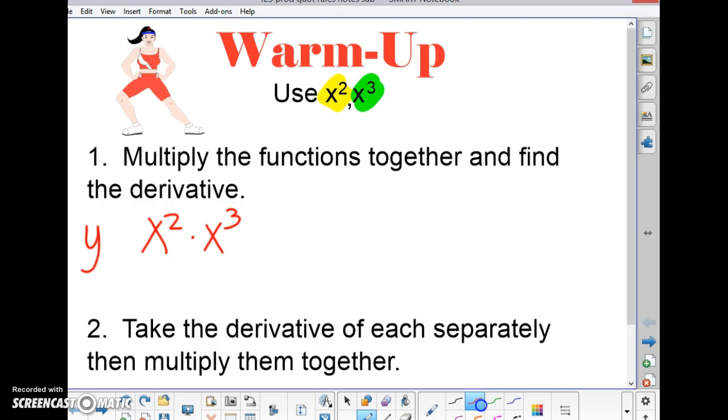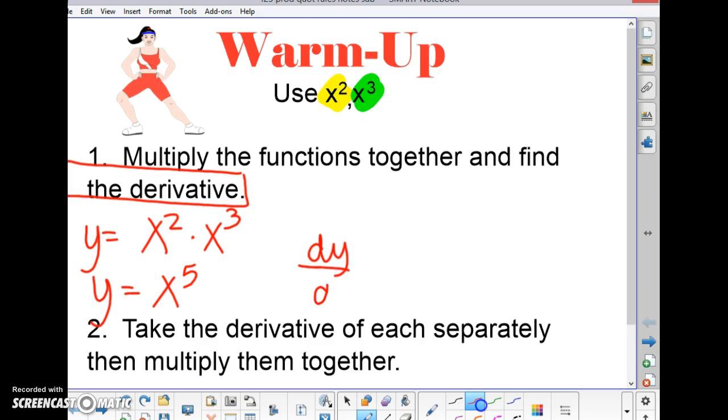Let me actually just give this a name. I'll call it y. And then find the derivative. So we know the derivative here is going to be 5x to the fourth.